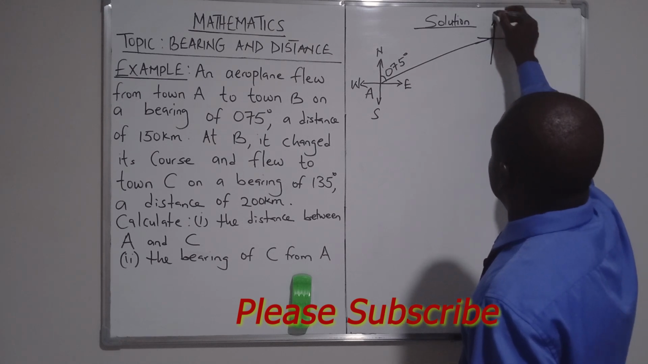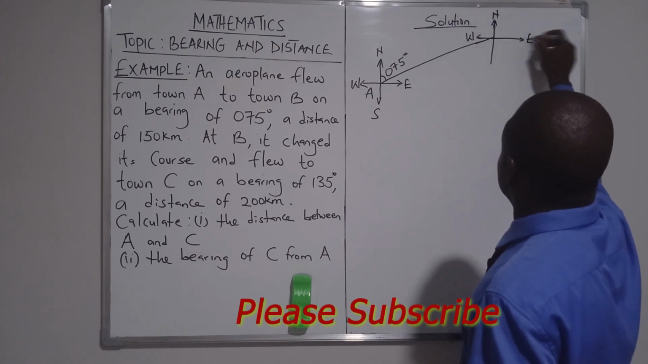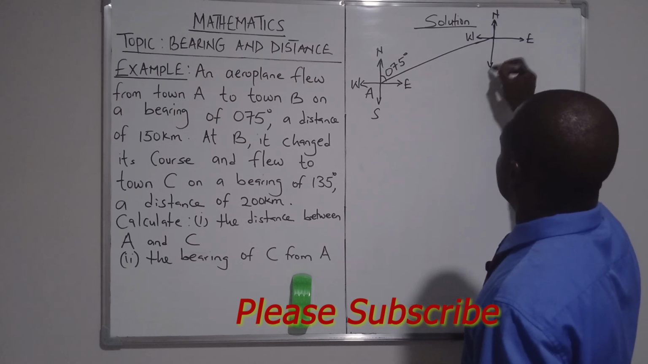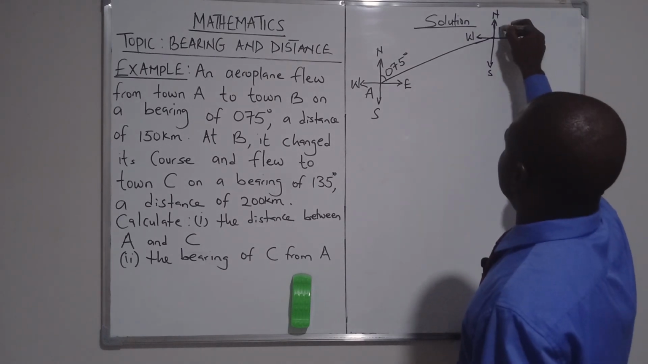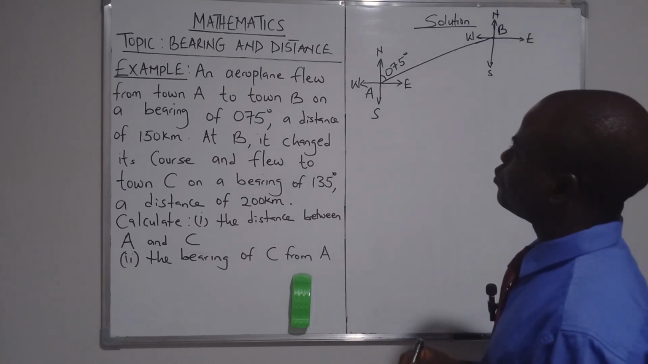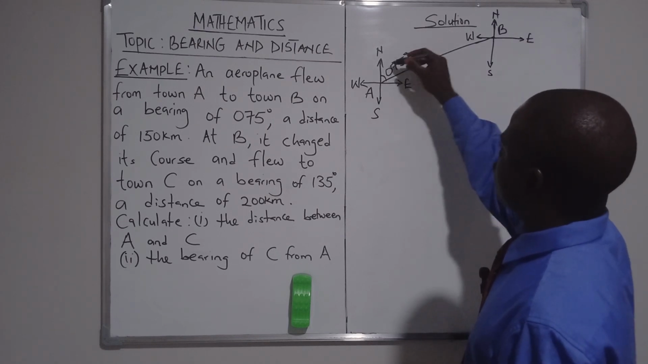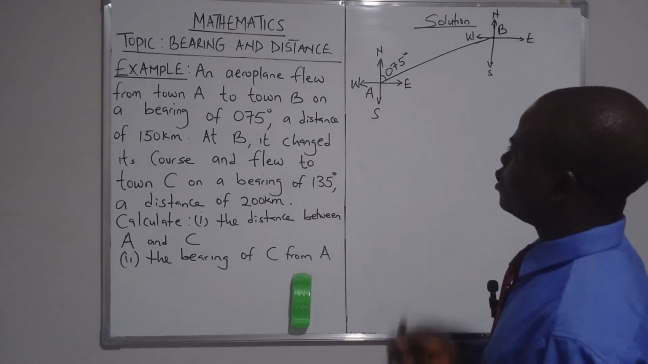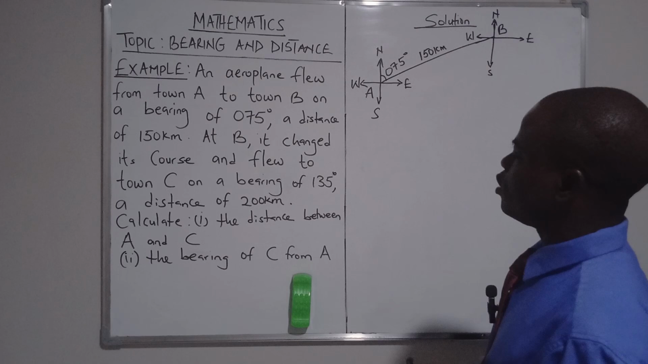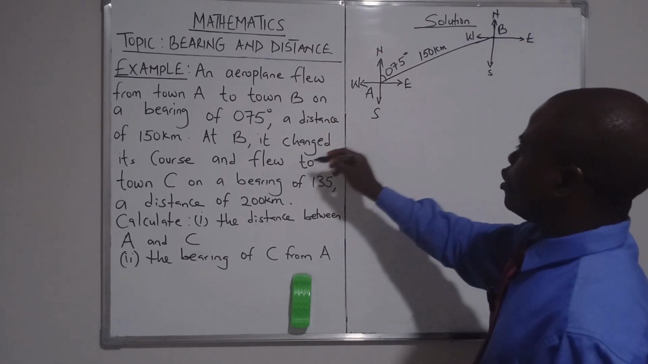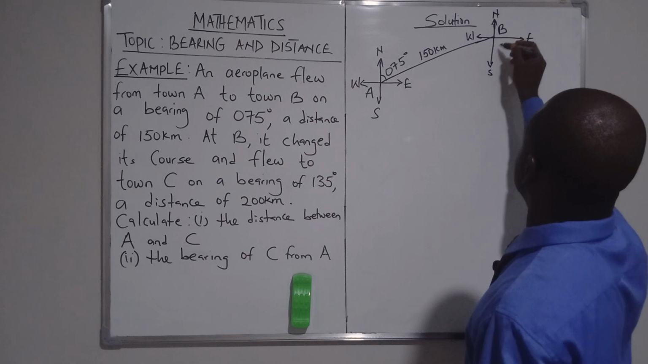That's the north, west, east, and south. Then 75 degrees to town B. From this north to east is 90. We assume this to be 75 degrees, a distance of 150 kilometers. At B, it changed its course and flew to town C on a bearing of 135 degrees.